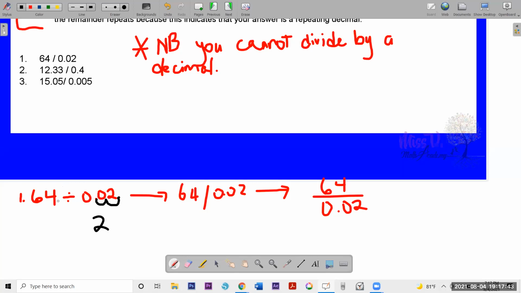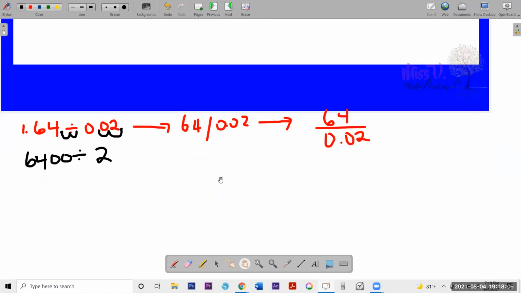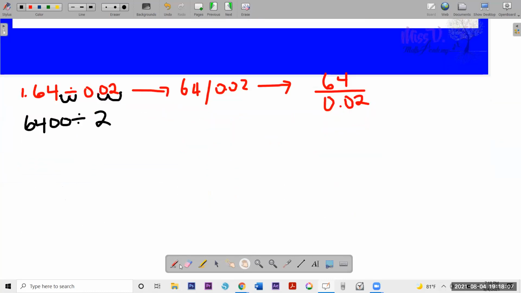Because remember, it's all about maintaining balance. So here does not have a decimal point, but we learned that we could put the decimal point at the back and we could move it twice. So what's going to happen here? 1, 2. So instead, this is going to become what? 6400 divided by 2. Now, doesn't this look more manageable? So now we're going to do this using long division because that's what CXC expects of you.